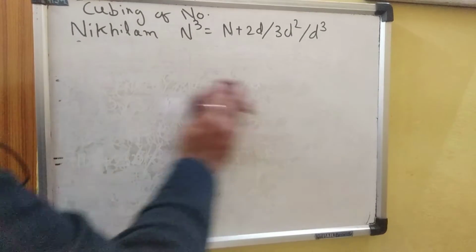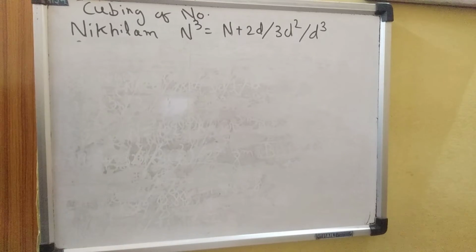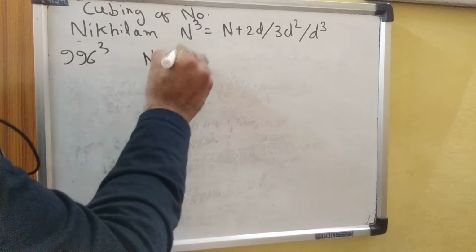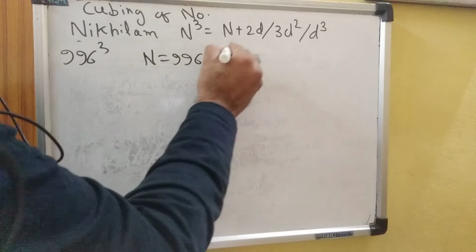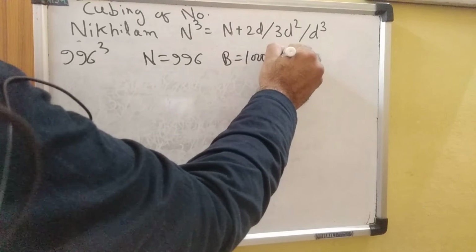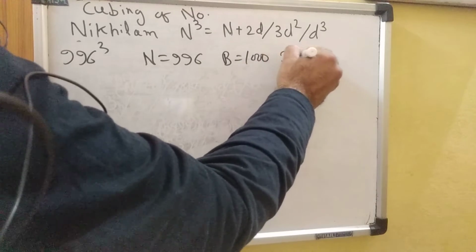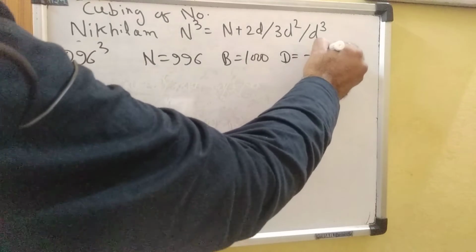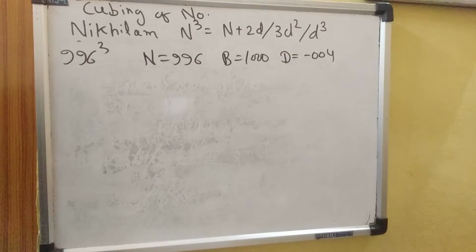Now we take one example of a cube of number which is close to base but below base. We take example 996 cube. This 996 is number which is close to base 1000, but here deviation is deficiency which is 4, but we take deviation with negative sign. As 996 is below base 1000, whenever number is below base, then deviation is always taken with negative sign.